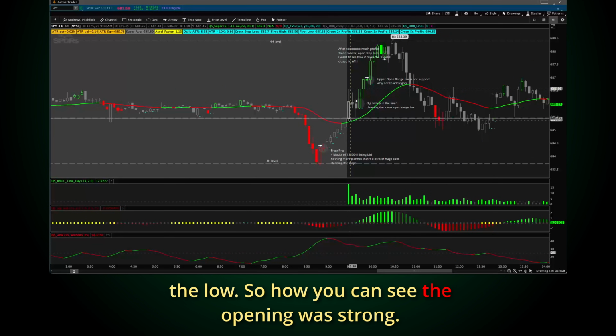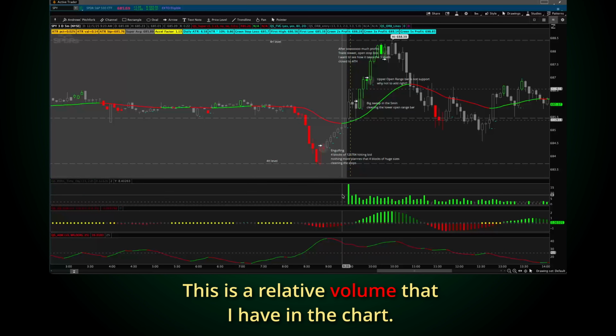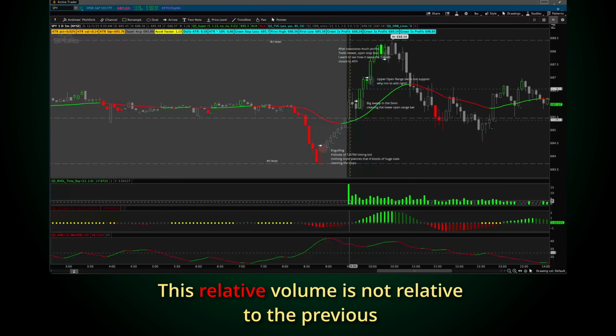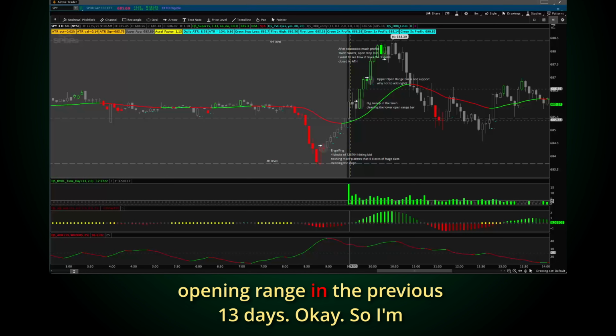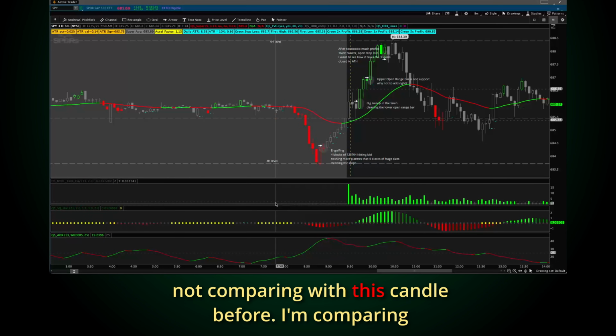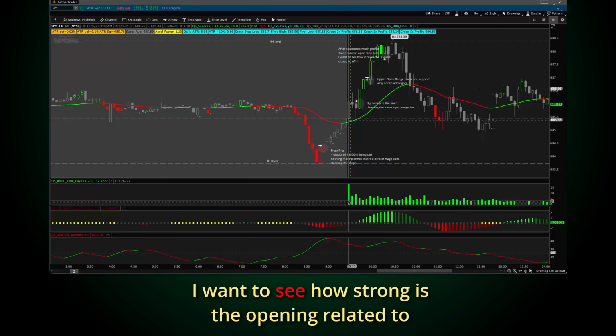So as you can see, the opening was strong. This is the relative volume that I have in the chart. This relative volume is not relative to the previous candles. It's relative to the previous 5-minute opening range in the previous 13 days. Okay, so I'm not comparing with the candle before. I'm comparing with the candles of the previous days at 9:35 because I want to see how strong the opening is relative to previous days.